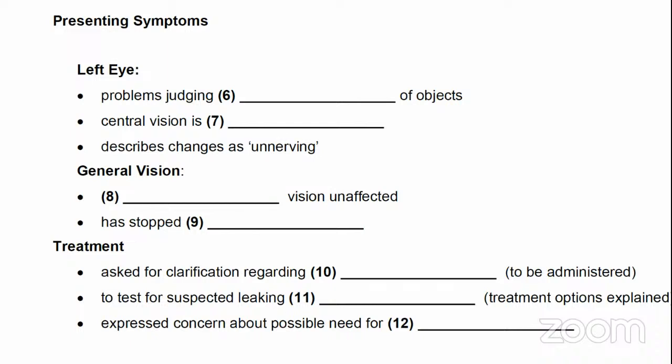Well, I can't see very well using my left eye. Something's definitely wrong there. Like, I find it hard to estimate size. You know, things look smaller with my left eye than they do with my right. Right. But apart from that, the area right in the middle is blurred. It's all quite unnerving. I can imagine.